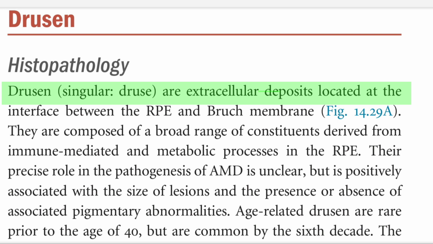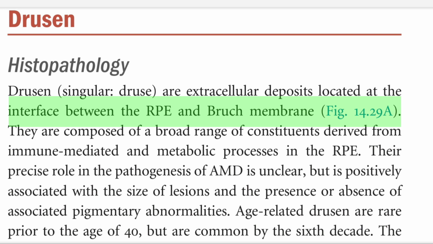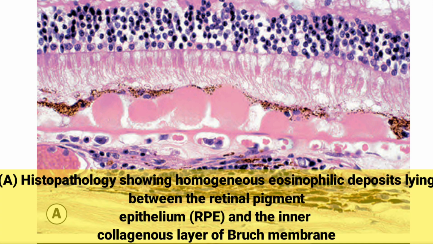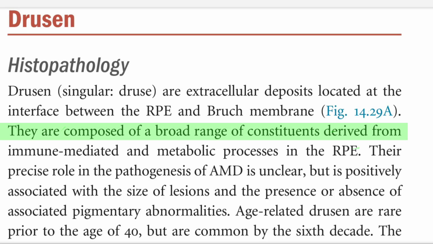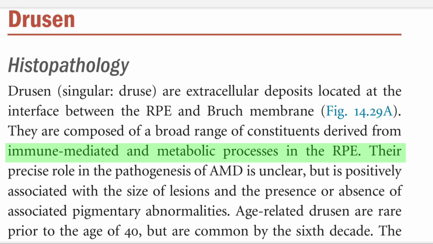Drusen histopathology. Drusen, singular drusen, are extracellular deposits located at the interface between the RPE and Bruch membrane, figure 14.29a. Histopathology showing homogeneous eosinophilic deposits lying between the retinal pigment epithelium, RPE, and the inner collagenous layer of Bruch membrane. They are composed of a broad range of constituents derived from immune-mediated and metabolic processes in the RPE.